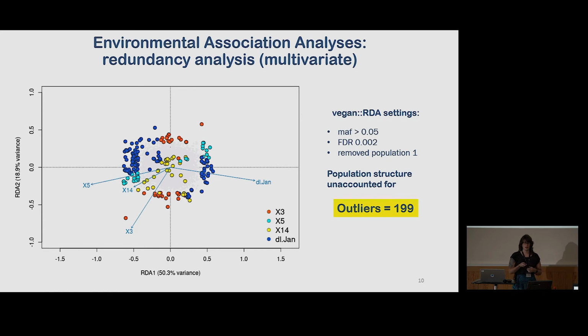The graph here, every colored point is a SNP outlier, and the color represents which environmental factor it correlates most strongly with. So it's not the only one, but it is the strongest.